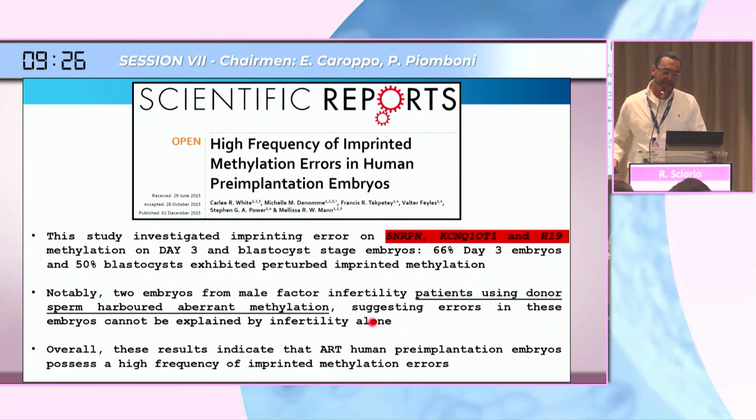And in this same study, they found some alteration even when using donor sperm, because this is one of the points that very often you say, yes, but this population cannot be compared with the normal population because the parents are infertile, so they might have a problem since they are infertile. But if you have an alteration even with donor sperm, that means there is something else that is not really clear.